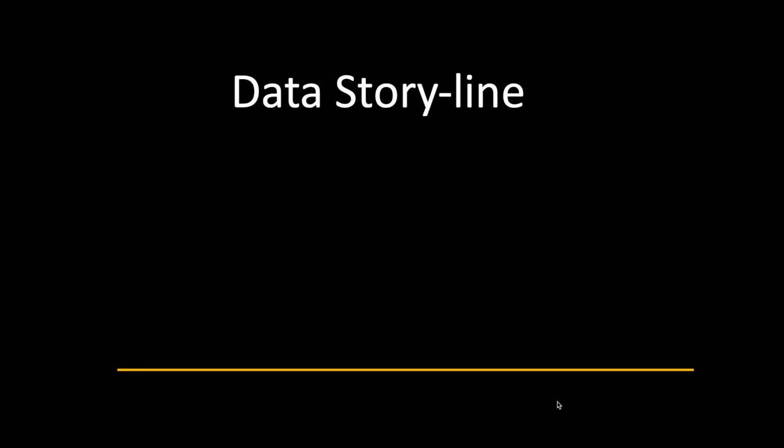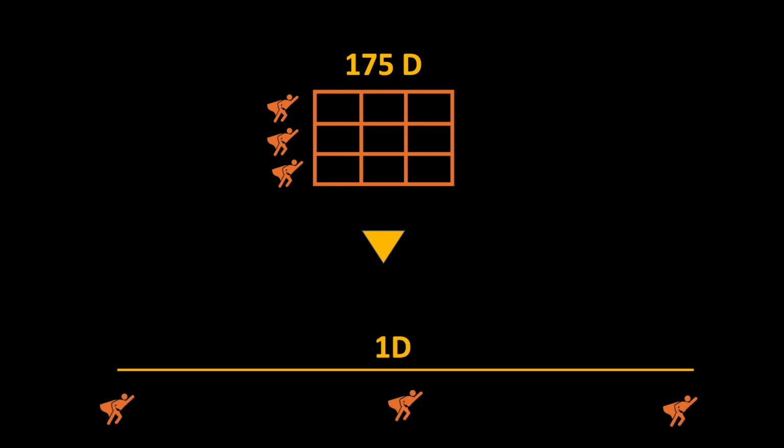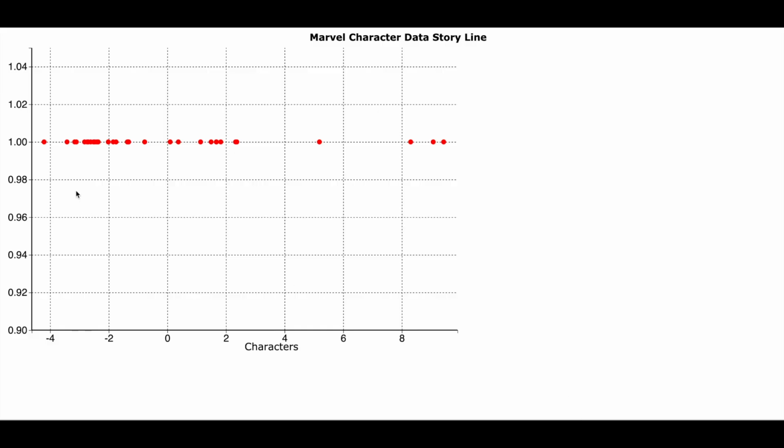Now let us say you have to make a data storytelling where you need to start speaking about a character and then another one and then another one. This will require converting a table with 175 dimensions into one-dimensional data so that we can represent all the characters on a single 1D line. And this is achieved using dimensionality reduction algorithms. Here is the result of the dimension reduction algorithm.